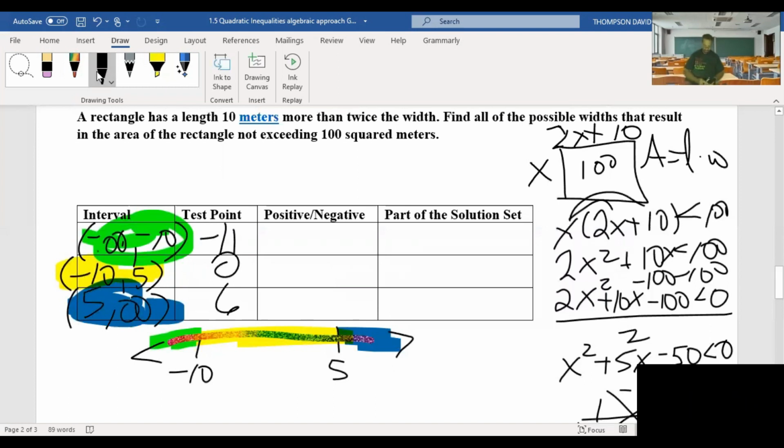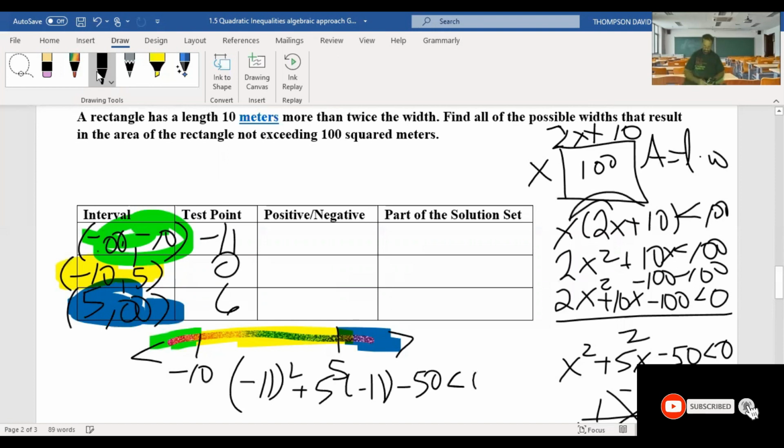So plugging in negative 11. We have negative 11 squared plus 5 times negative 11 minus 50. We're seeing if that's less than 0. So you have negative 11 quantity squared plus 5 times negative 11 minus 50, and that gives me 16. And that's positive. Sorry, the first one should be no. It's not part of the solution set.